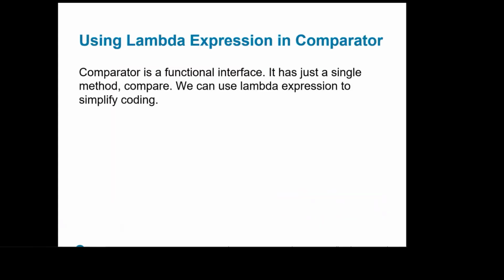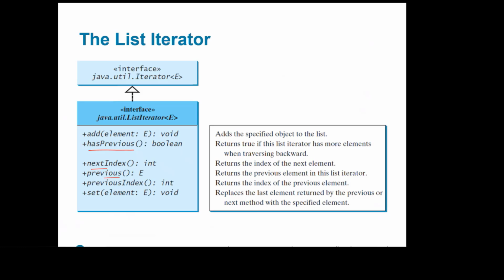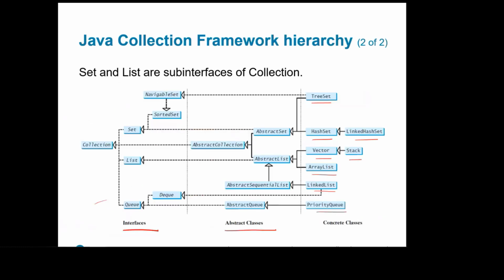Now, if you remember the very first diagram that we saw, in the collection we have three basic types: set, list, and queue. And up till now, we were mainly discussing list, then array list, linked list. Now, if you look at vector, it is very similar to array list. But in this case, the values are synchronized.